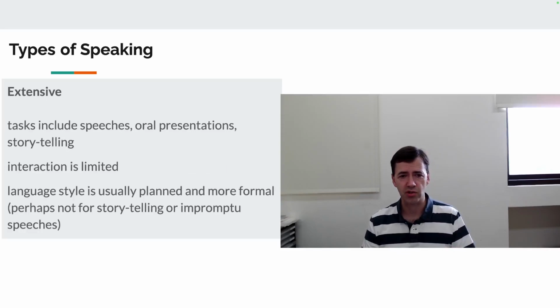So the tasks include speeches, oral presentations, storytelling. Interaction is limited usually here, and the language style is usually planned, more formal, maybe not for storytelling or impromptu speeches, but in general, it's a different type of discourse that the students are asked to produce.